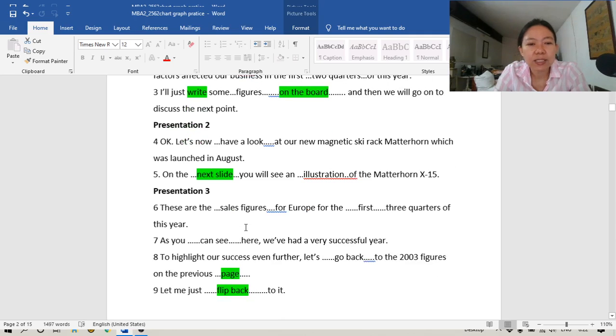And then presenter 3. These are the sales figures for Europe for the first 3 quarters of this year. As you can see here, we have had a very successful year. These 2 sentences still don't tell us what visual aid the speaker used. And then to highlight our success even further, let's go back to the 2003 figure on the previous page. Here we have the keyword page. And then let me just flip back to it. The only thing that you can flip back is the flip chart.